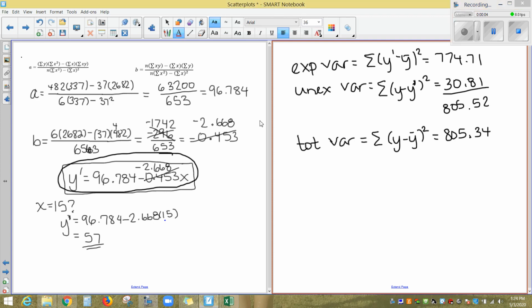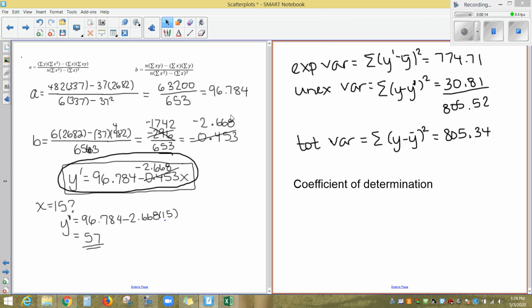We want to talk about the coefficient of determination. The coefficient of determination is represented by the symbol r squared. And r squared is equal to the explained variation over the total variation.